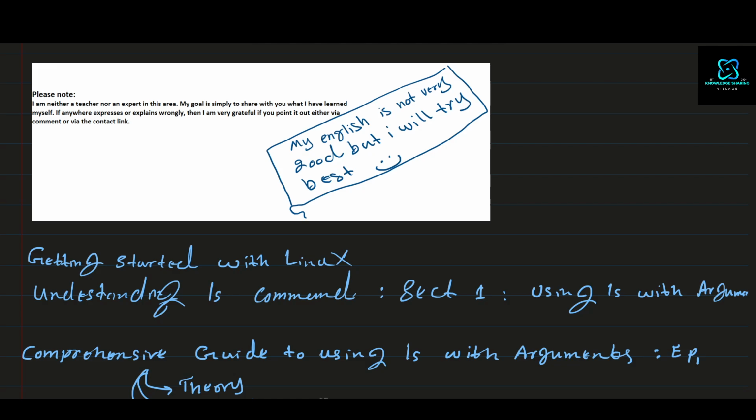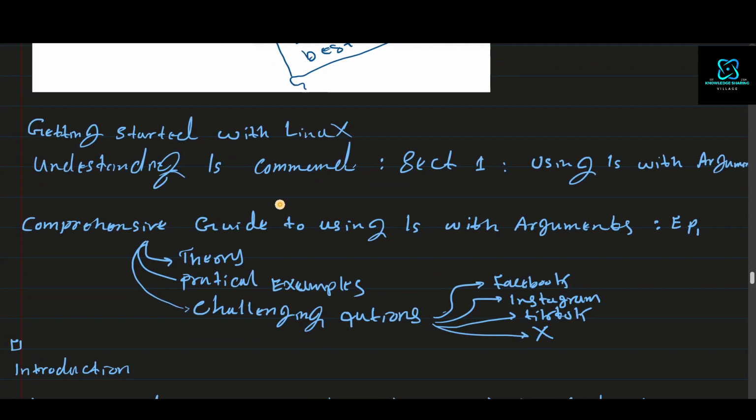We are continuing our journey into the concept of ls command, and we have started with the second section. This is the first episode in the second section. The topic of the second section is using the argument with ls command. I have divided this section into three episodes. In the first episode we are going to learn about necessary theory. Then the second episode will be practical example, and the last episode will be challenging question.